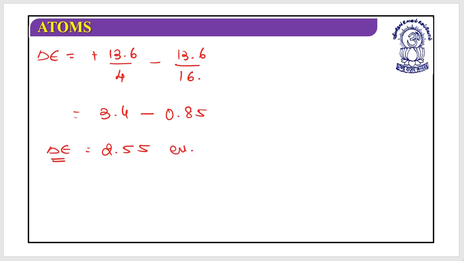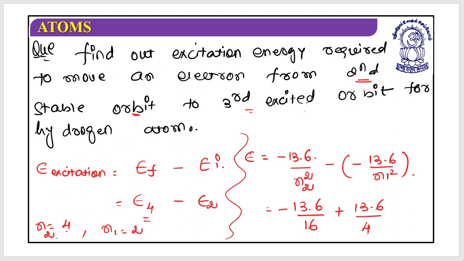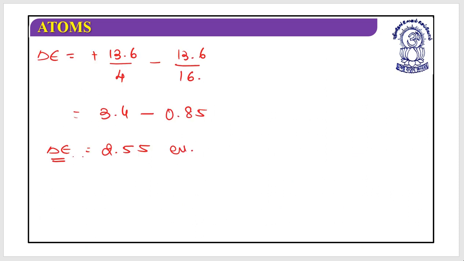This amount of energy should be given from an external source so that this electron can jump from the second stable orbit to the third excited orbit. I hope this is clear.